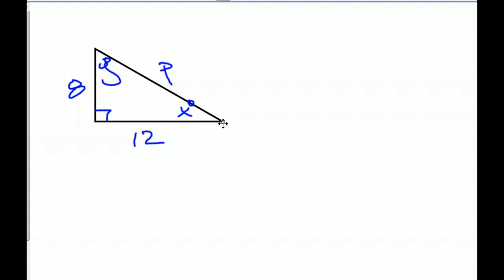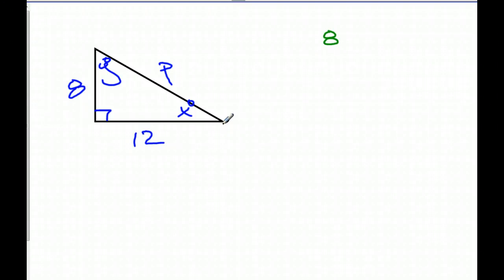Before you even find arc sine, arc cosine, or arc tan, would you have to find all three sides? Or could you find one of those angles given just the information you've got? You can find one.